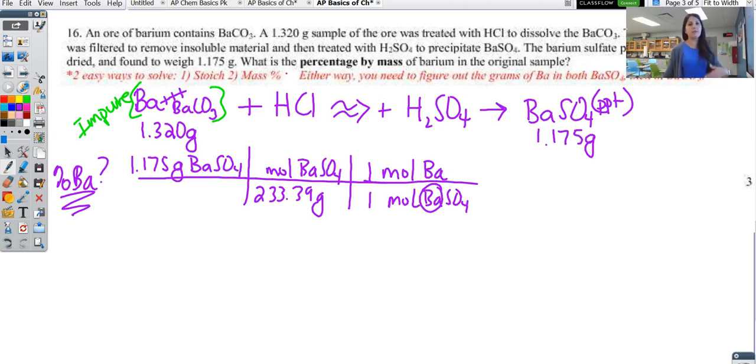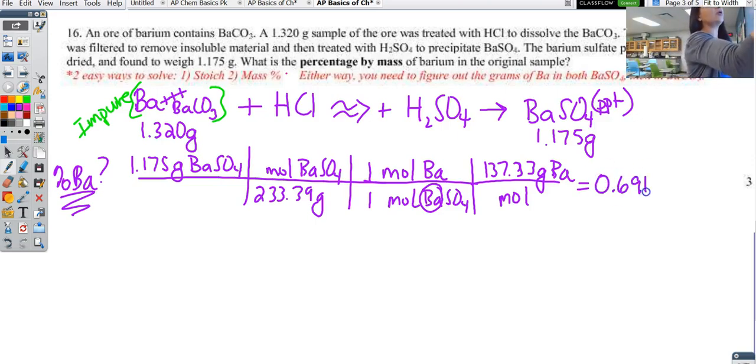So if it were sulfur, I would say 1, but if I were being asked for oxygen, I would say 4 moles of oxygen for every 1. So remember, a formula is based on moles, okay? So that's according to moles. So now I'm in moles of barium, nice, and now I want grams. So I look up on the periodic table and the molar mass of barium is 137.33 grams for every 1 mole, again, from the molecular weight. So now I can multiply and divide, and I get 0.6913 grams of barium.